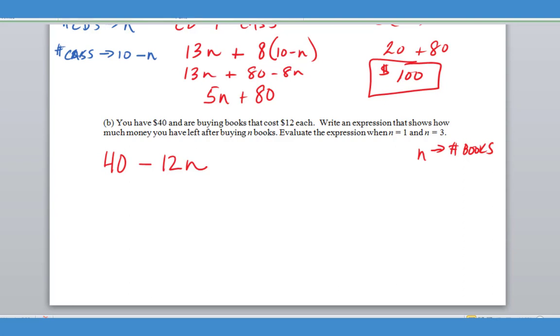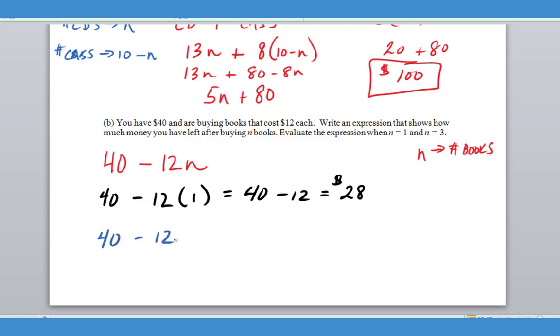Now it says to evaluate the expression if I were to buy 1 book, and then again if I were to buy 3 books. At 1 book, I'm going to spend $28. And I can evaluate that same expression if I were to buy 3 books, which would give me a remaining $4. So if I buy 1 book, I'll have a remainder of $28 left over out of the 40. If I were to buy 3 books, I would simply have $4 remaining out of the 40.